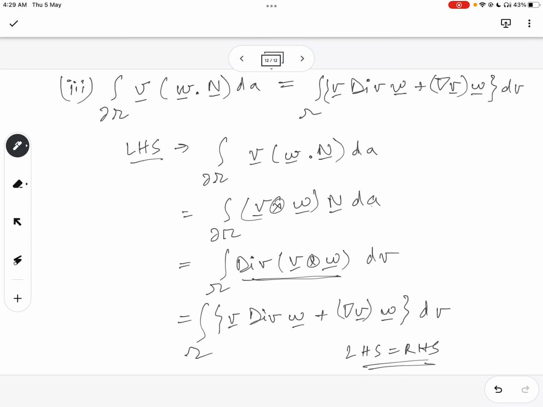So that's all for this problem solving session. So next we will start with kinematics, or the study of motion. Thank you.